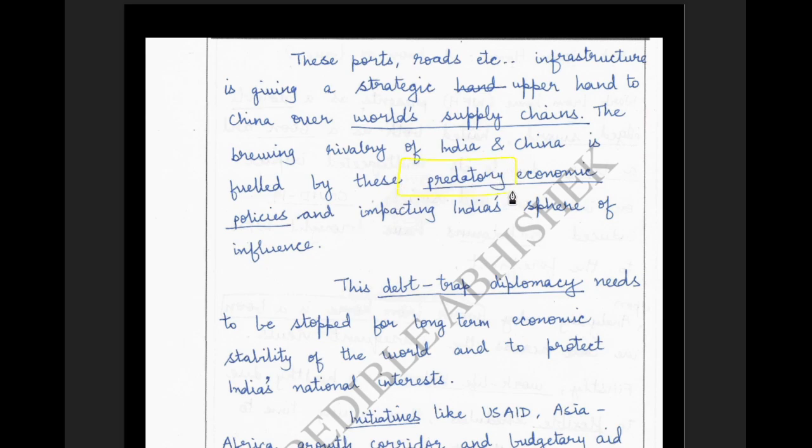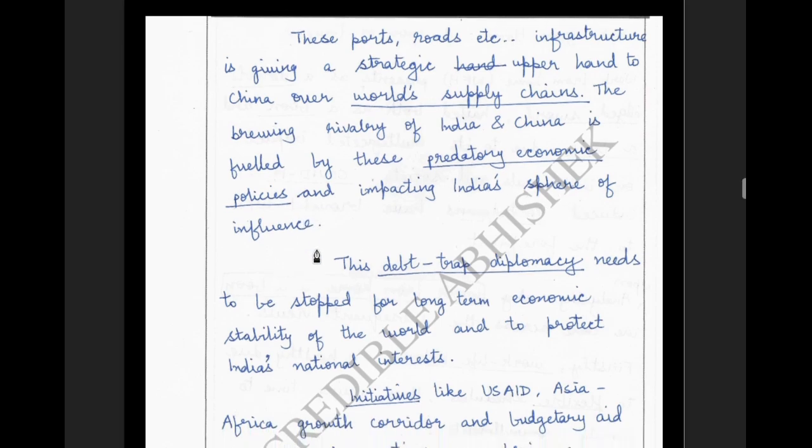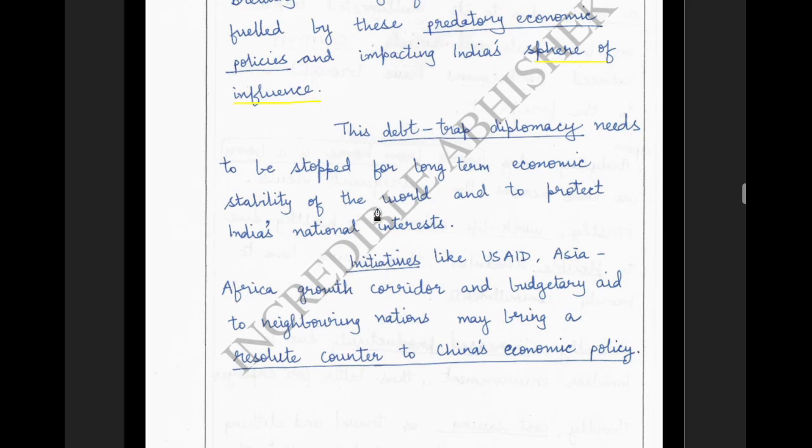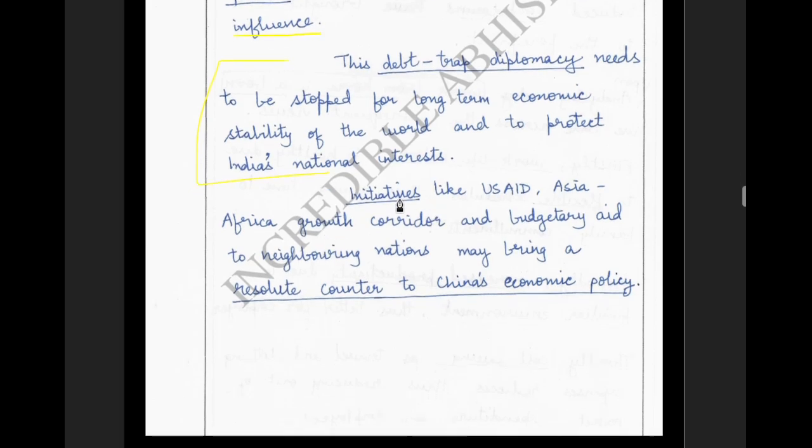Now you see, this is another actionable word. Previously I used lucrative, now I have written predatory economic policies and impacting India's sphere of influence. This is a specific IR related keyword which you have to drop. This debt trap policy needs to be stopped for long term stability of the world. And what is the importance of this thing on the world scale? Initiatives like US aid, AAGC and budgetary aid may bring a resolute counter to China's economic policy.